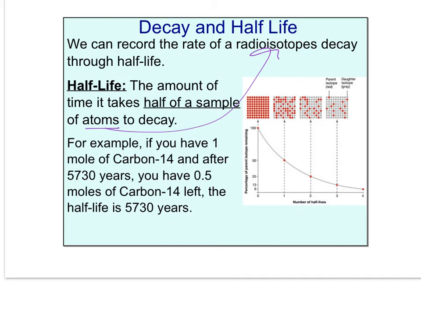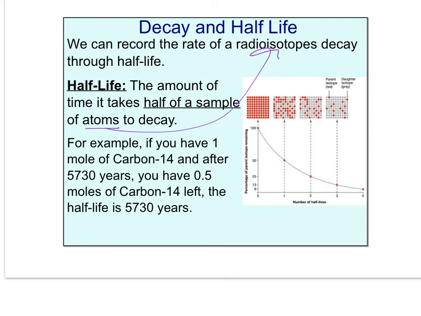And remember, if they're going from unstable to stable, they're decaying something and they are emitting radiation. So the example I have here is, let's say you have 1 mole. Remember, 1 mole is 6.02 times 10 to the 23rd atoms. So you've got 1 mole of carbon-14, and after 5,730 years, you now have 0.5 moles of carbon-14.